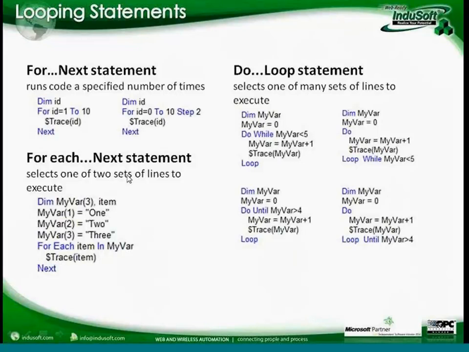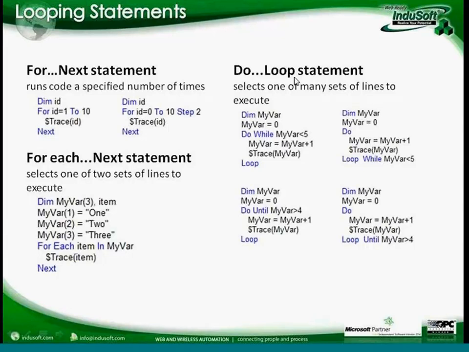For each next is a statement if you have a collection of items like an array, then you can say for each item in this array, do something. So in this case, since my array has 3 elements, my var 1, 2, and 3, this loop will iterate 3 times. Each time it writes the value of the first array index, and then the second array index, and then the third array index to the tag item. And in this case, I would show this information on the output window using the trace function.